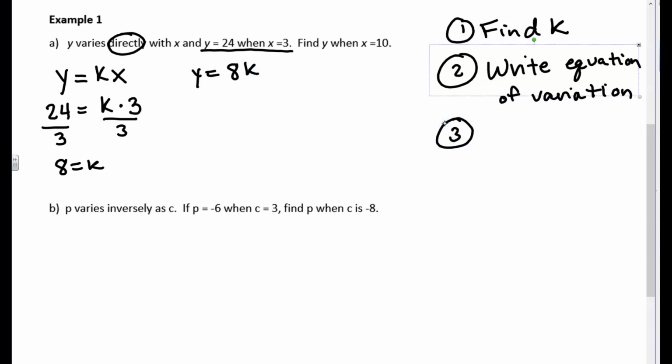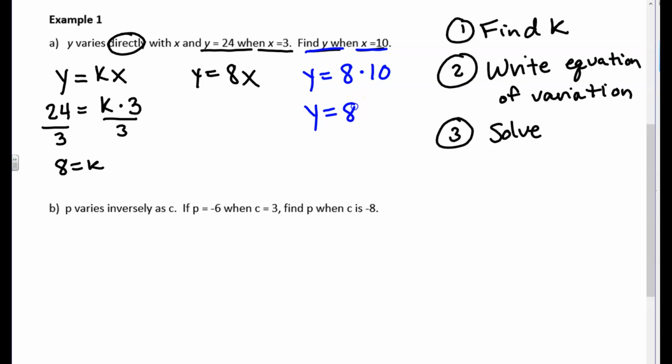And my third step is you solve for what they're asking for. Find y when x is 10. I'm going to switch different colors so you can see what this looks like as a step. So y equals 8 times, oh, I wrote this wrong back here, guys. Pause right here. Your k was 8 and your x is still there. So find y when x is 10. So y equals 8 times 10. That means y is 80, your final answer. Okay, so those are my 3 steps. Step 1, step 2, step 3.